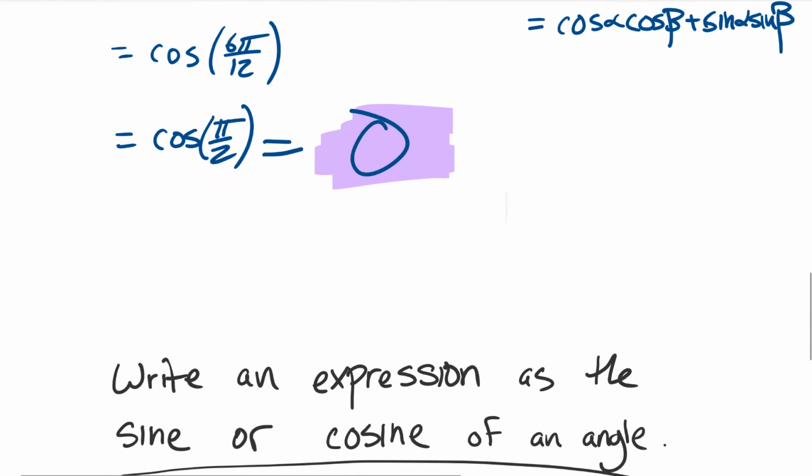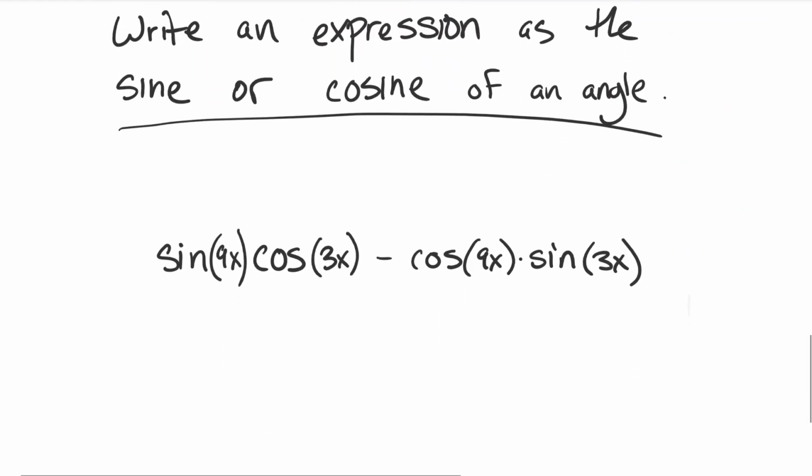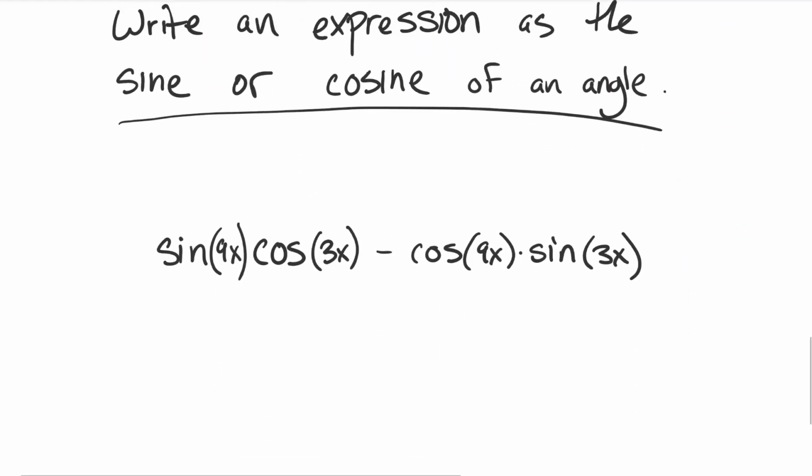Let's just keep playing. We're going to play the same game, but do it a little bit differently. We're going to write an expression as the sine or cosine of an angle. So one thing is what it's trying to say. We have two different angles, 9x and 3x. We need just one angle.